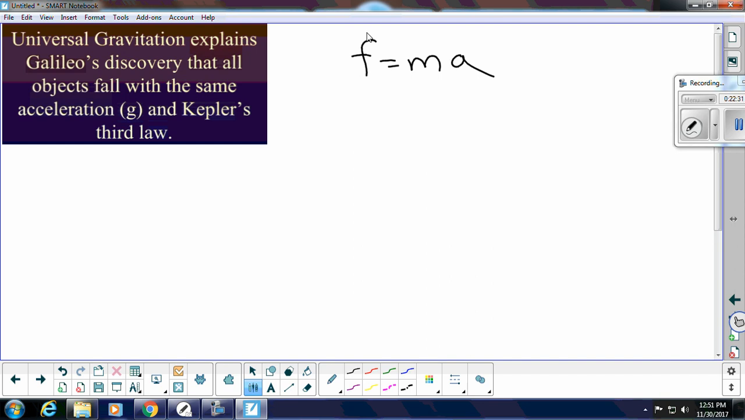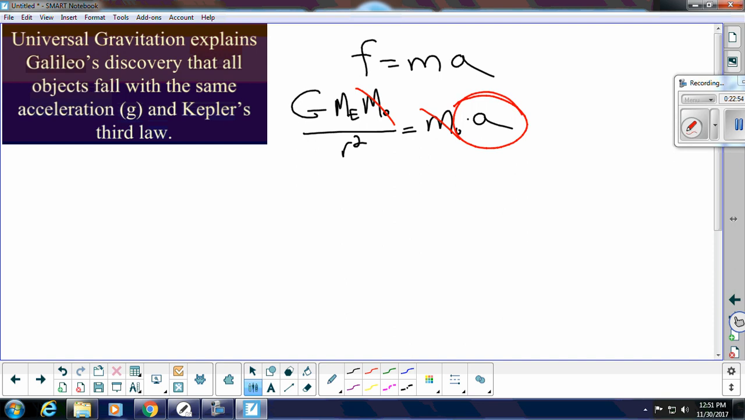So now I know that I can take this F and make it become G, mass of the Earth, mass of the object over r squared. And that should equal the mass of the object times the acceleration of the object. Does that make sense? F equals ma? Right? Now I can just do a little algebra and say, oh, I got mass of the object over here and mass of the object over there.